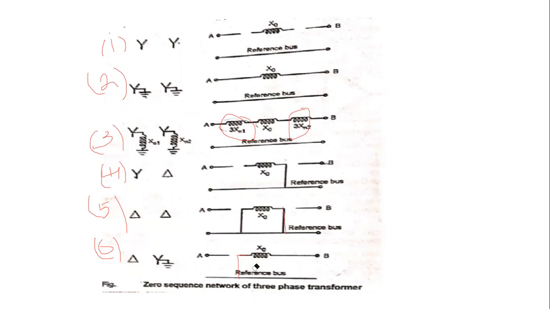Remember these things: grounding is short circuited, ungrounding means open circuited, and star means there is no path between zero sequence and the reference. Delta means there is a path between the zero sequence and the reference. The secondary side is star with grounding. Grounding means short circuited. This is the short circuit case. Understand? Therefore, star means there is no path from zero sequence to the reference. Remember these two connections.